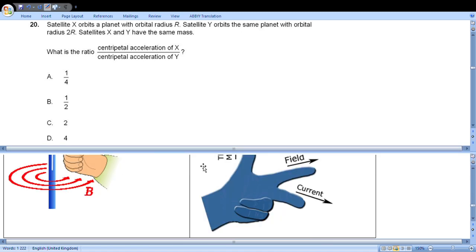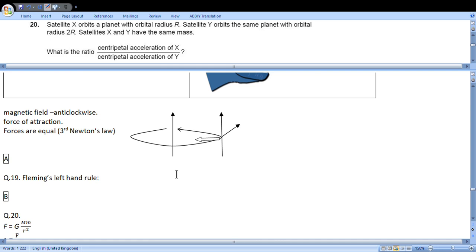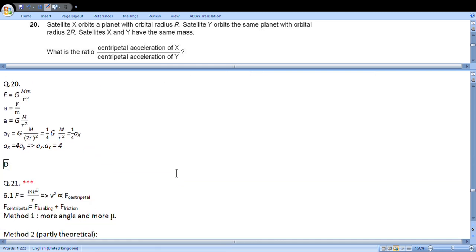Some questions are very easy, some questions are very difficult, extremely difficult. For example, the next question is very easy, just using a formula. Satellite X orbits a planet with orbital radius r. Satellite Y orbits a planet with orbital radius 2r. Satellites have the same mass. What is the ratio of centripetal acceleration?